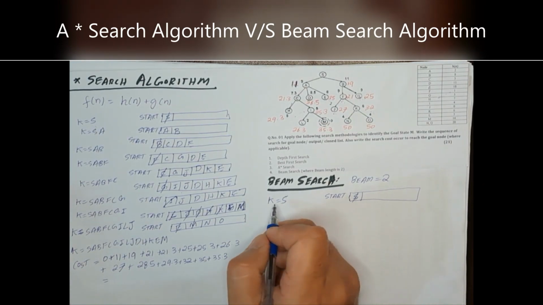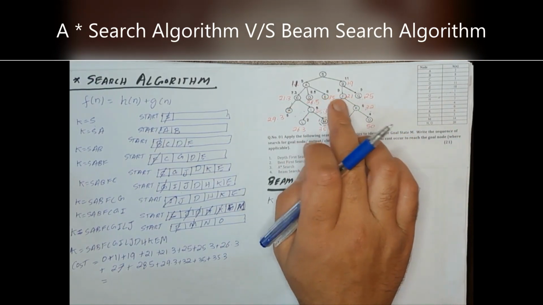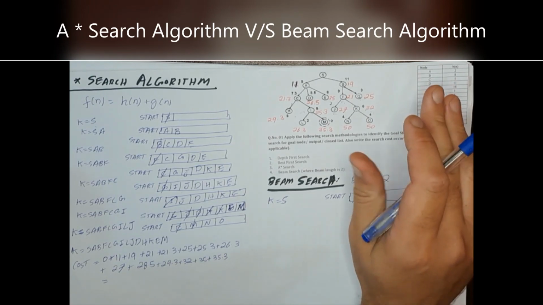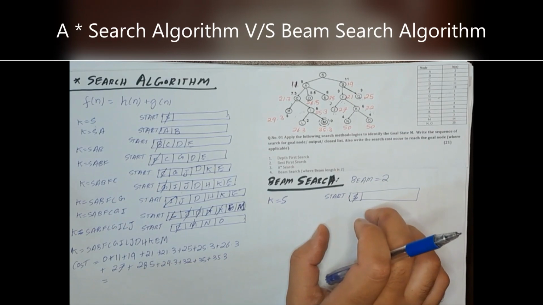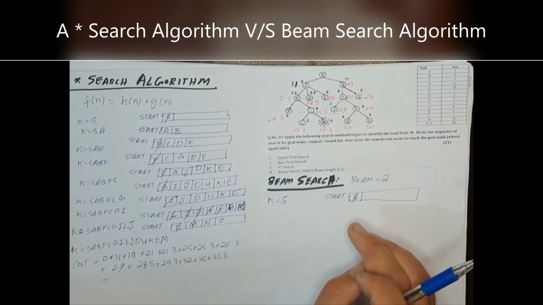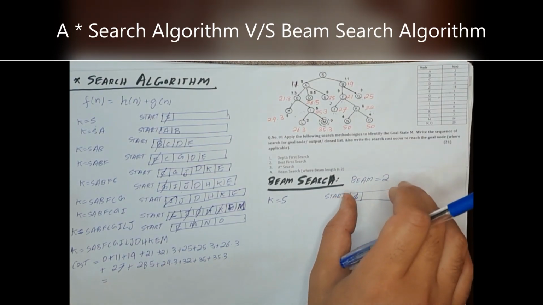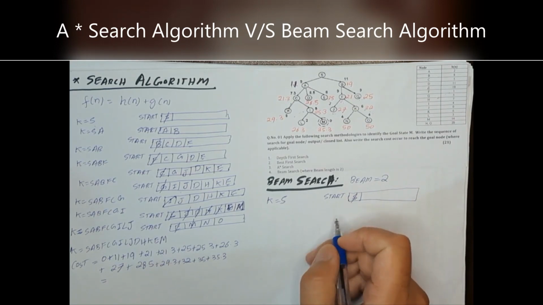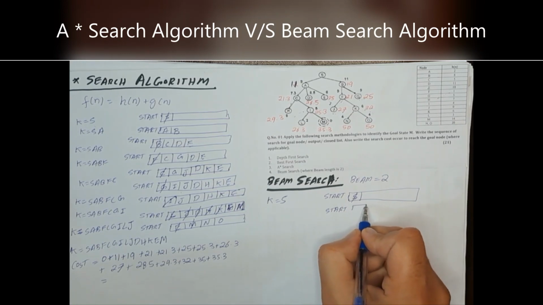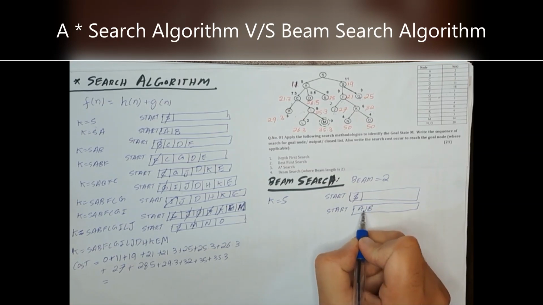If not, we generate the successors A and B, and we see their h values. The smaller will come first. Here in start we can have equal to or less than the beam value, that is 2. We cannot have more than 2 nodes, but in the beginning we just have 2 because the S node has just 2 successors, A and B, so we can keep both of them.